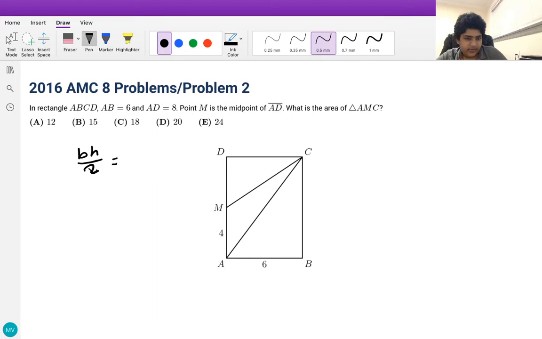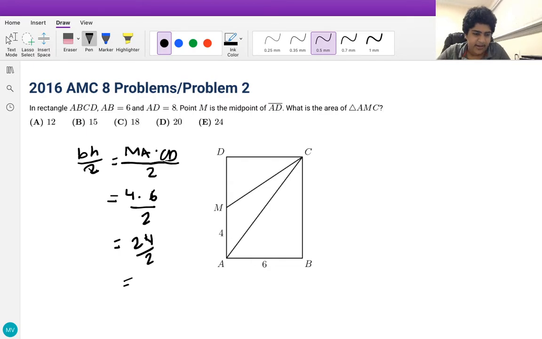So we know that this is equal to MA times CD all over 2, which is equal to 4, which is MA, times 6, which is CD or AB, over 2, equaling 24 over 2, or 12. Choice A.